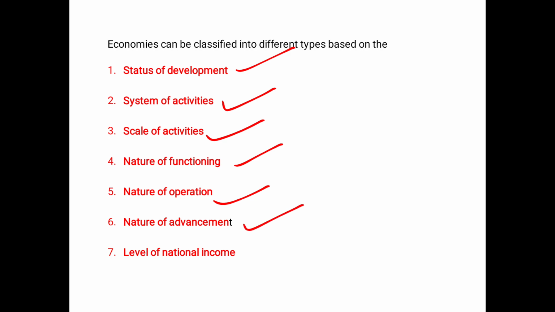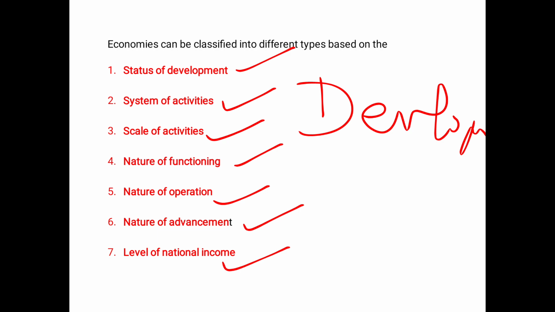Nature of advancement, whether we are going to go for traditional or whether it's going to be a modern one. Level of national income, whether we are going to get low income, middle income or high income economies. That's why earlier we classified the status of development as developed economy, underdeveloped economy, and developing economies.